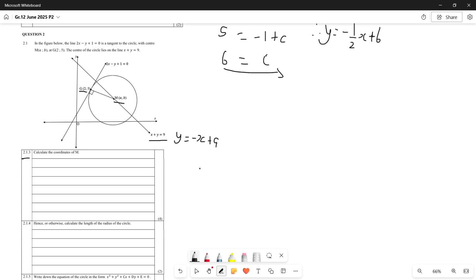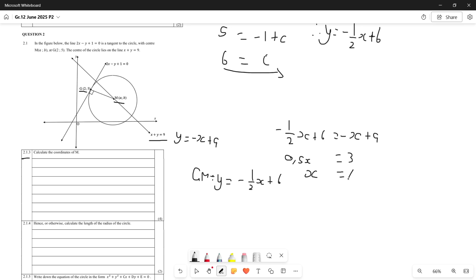From there we can calculate the coordinates of M. When we equate them, a reminder that our equation for GM was y = -1/2 x + 6. So we make -1/2 x + 6 equal to -x + 9. At this stage, we take the more negative value over, so we have 0.5x, and then we take the +6 over, and we're left with 3. If we divide by 1/2 on both sides, we end up with x = 6. That is what we achieved by equating the two graphs.